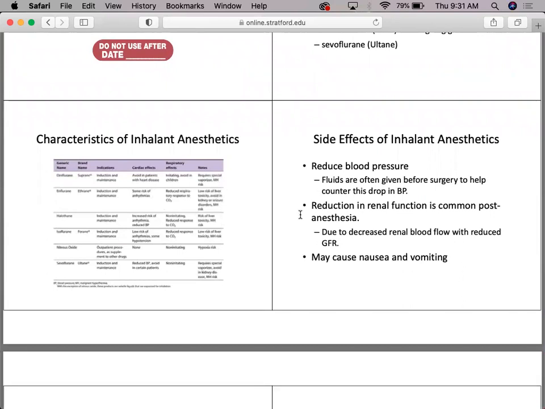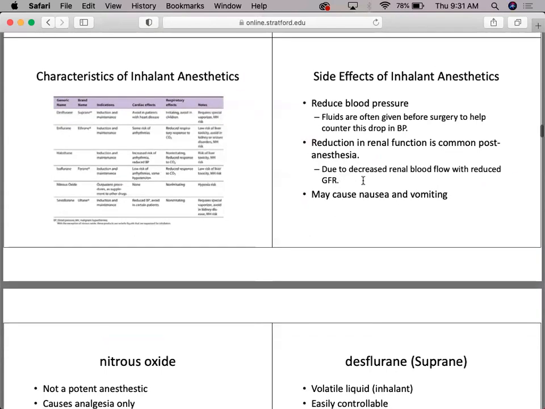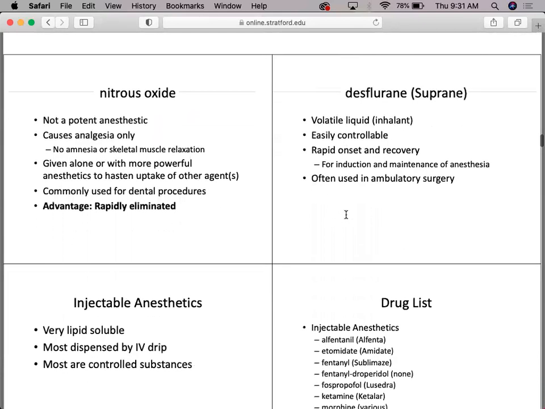Characteristics of inhalants. This is nice because now you understand why there has to be an anesthesiologist on every surgery, because those inhalant and very dangerous anesthetics are going to drop your blood pressure, drop your renal function. They're going to do everything. And since it's also partial narcotic, nausea and vomiting are very, very common with our narcotics. Nitrous, very, very common, right?